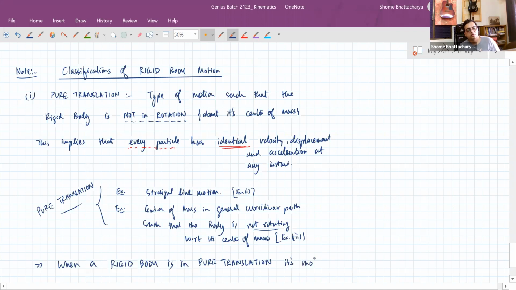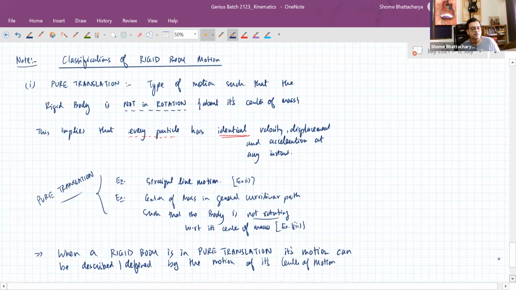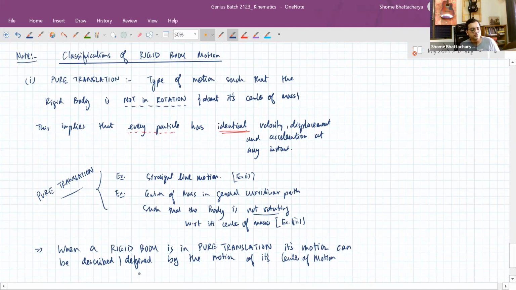its motion can be described or defined by the motion of its center of mass alone, because every particle is doing the same thing that the center of mass is doing. It's moving along the same path exactly, it's having the same velocity, same acceleration. So in other words, it implies that the body can be treated as a particle, as a single particle.